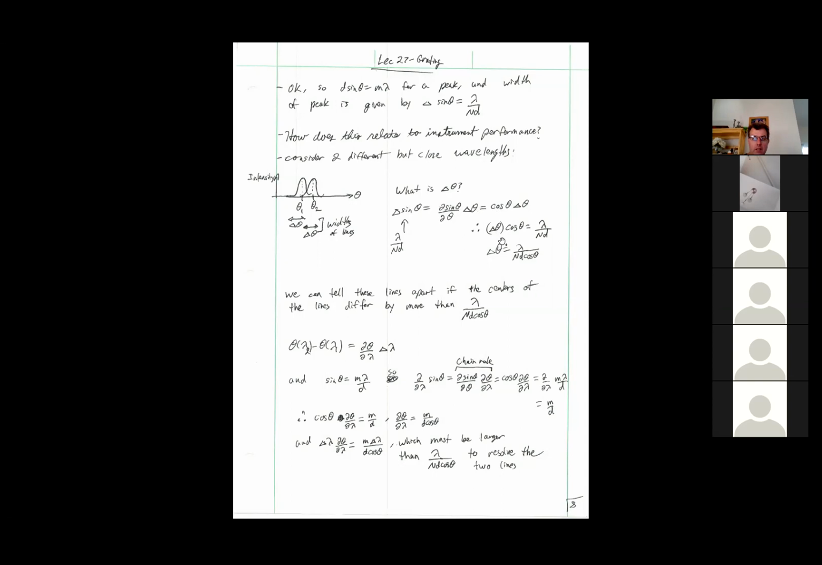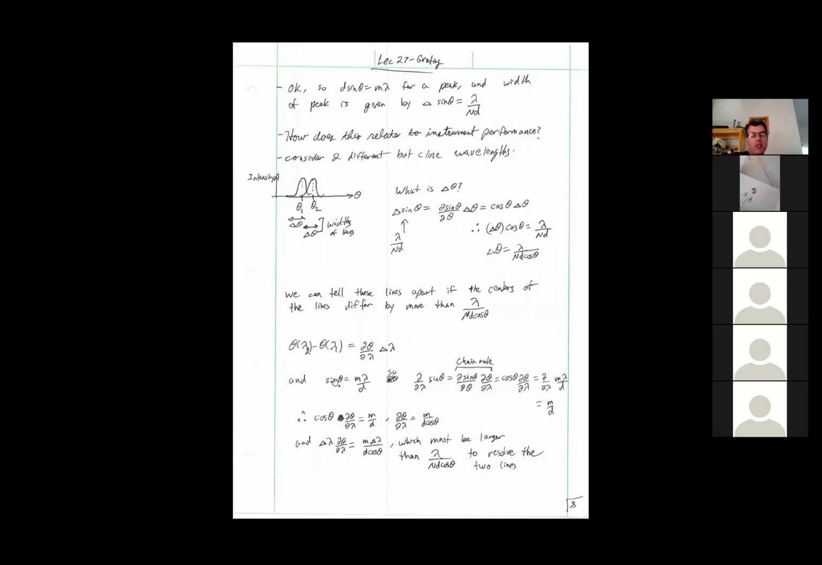All right? And we know that all of that is just delta sine theta, which is lambda over nd. So delta theta is lambda over nd cosine theta. All right, what's the spacing between the centers of the peaks? That's going to be theta at wavelength 2 minus theta at wavelength 1. That's going to be the derivative of theta with respect to lambda times delta lambda. Well, let's see. We're going to have to get the derivative of theta with respect to lambda.